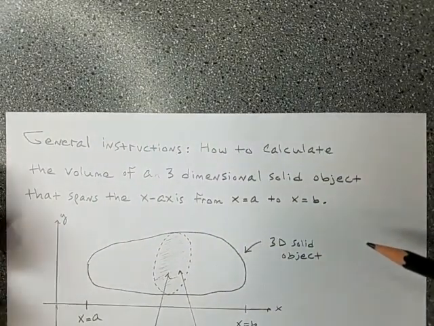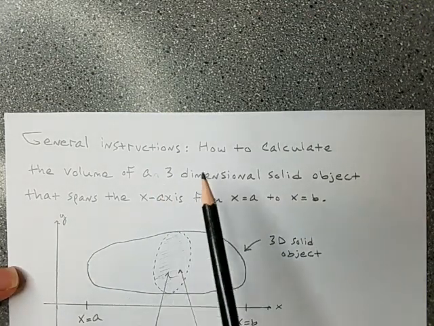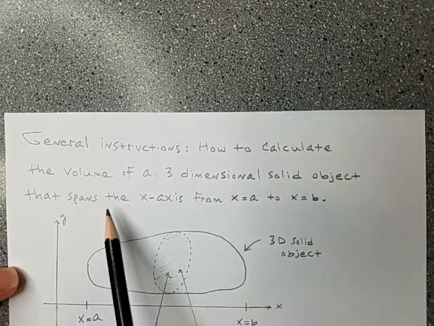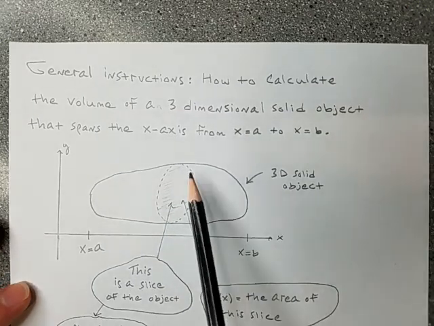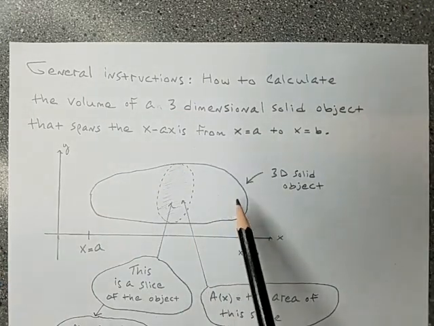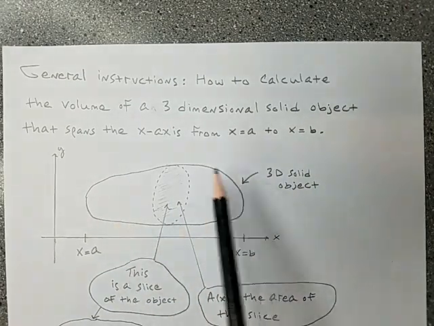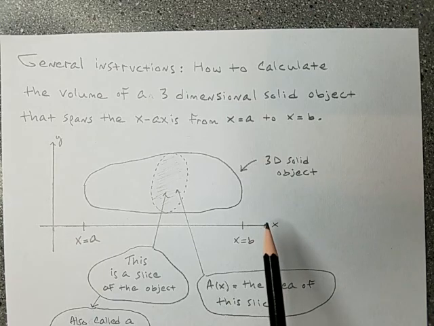And in these instructions, you'll see the basic setup or a basic description of the problem, as well as the instructions. So, okay, general instructions. How do you calculate the volume of a three-dimensional solid object that spans the x-axis from point A to point B? So here I drew this like it meant to be totally amorphous, but let's pretend that this is a potato, all right, as silly as that is. And it spans the x-axis, all right?